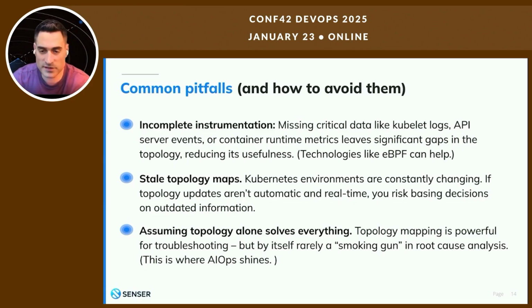Assuming that topology can solve everything is, I think, the most trivial pitfall. Topology is very powerful for troubleshooting, but it's rarely a smoking gun. What it gives you is the context that you need in order to go in the direction of the root cause, but by itself it is not a root cause. It's just a way to formalize or model the observability data.